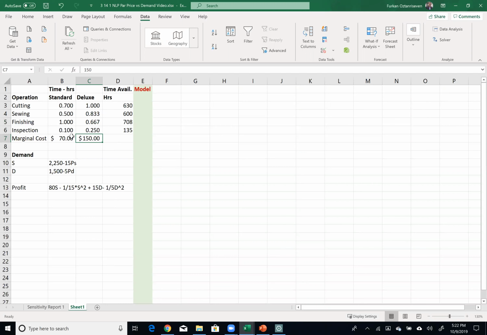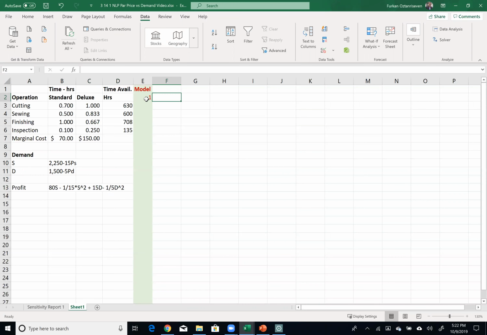Marginal costs associated with these products are 70 and 150, and I have these many hours available for me in each department. And the demand is given here, and profit contribution could be anything like a nonlinear function like that. So that's why this is a nonlinear optimization model. However, I'm not gonna use this function to solve it, but I could choose that as an objective function as well. I just show you as an example how a nonlinear optimization function could look.